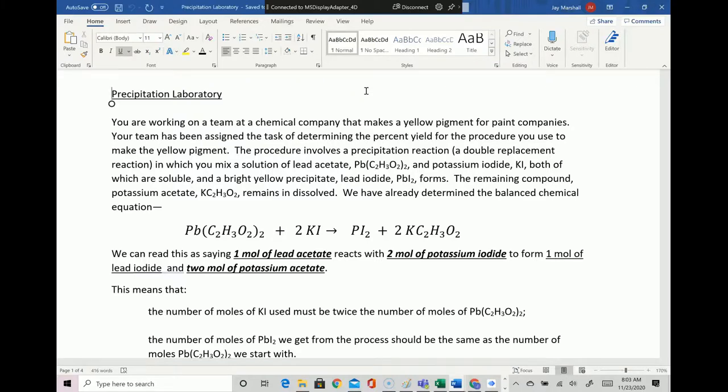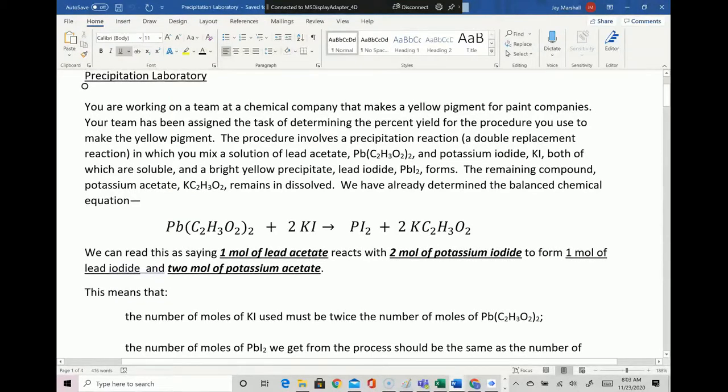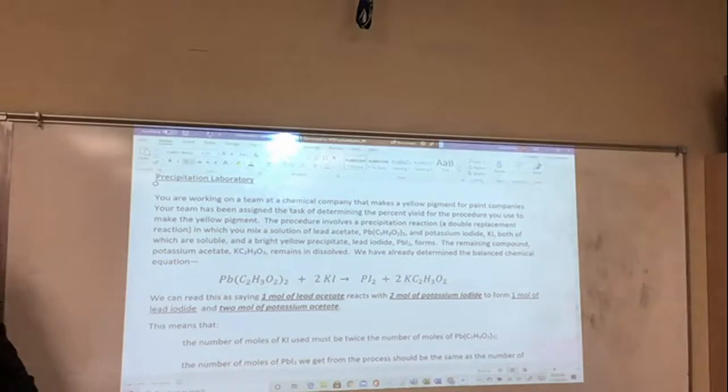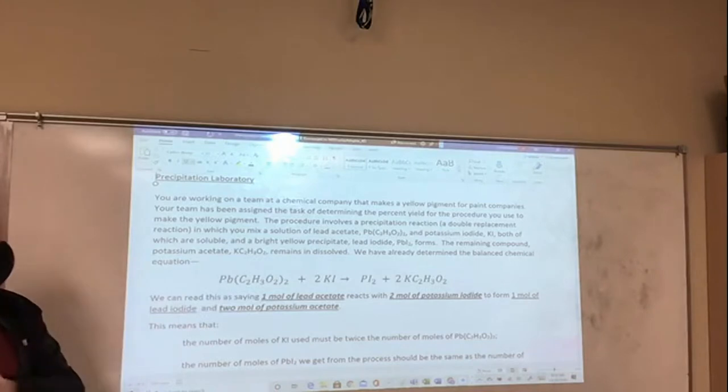Here's our scenario. You've got this on your notes here. You're working on a team at a chemical company that makes a yellow pigment for paint companies. Your team has been assigned the task of determining the percent yield for the procedure you use to make the yellow pigment. The procedure involves a precipitation reaction, which is also known as a double replacement reaction, in which you mix a solution of lead acetate and potassium iodide, both of which are soluble, and a bright yellow precipitate, lead iodide, will form, and that's the pigment that we're after.